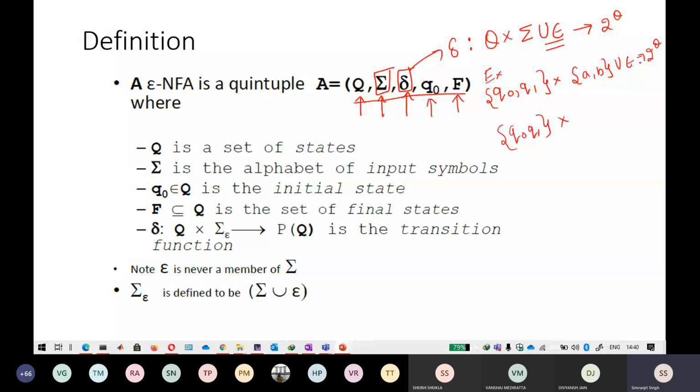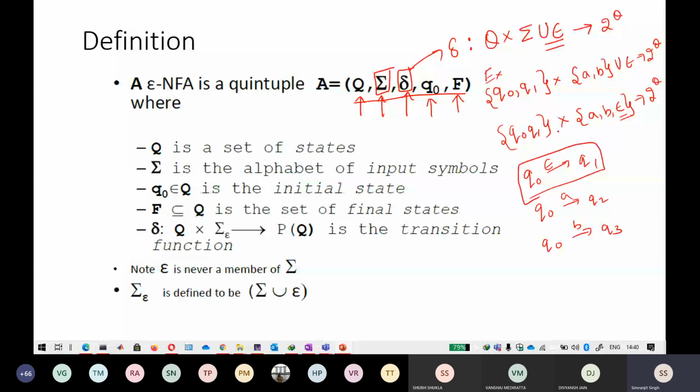So there is one string introduced in the input here, that is your epsilon. It means that Q naught on getting an input of epsilon can go to any other state. Q naught on getting an input of A can go to another state. Q naught on getting an input of B can also go to another state. So keep in mind that we have only introduced one thing, that is your epsilon, in the already existing definition of NFA. That is the only advantage of including epsilon here.